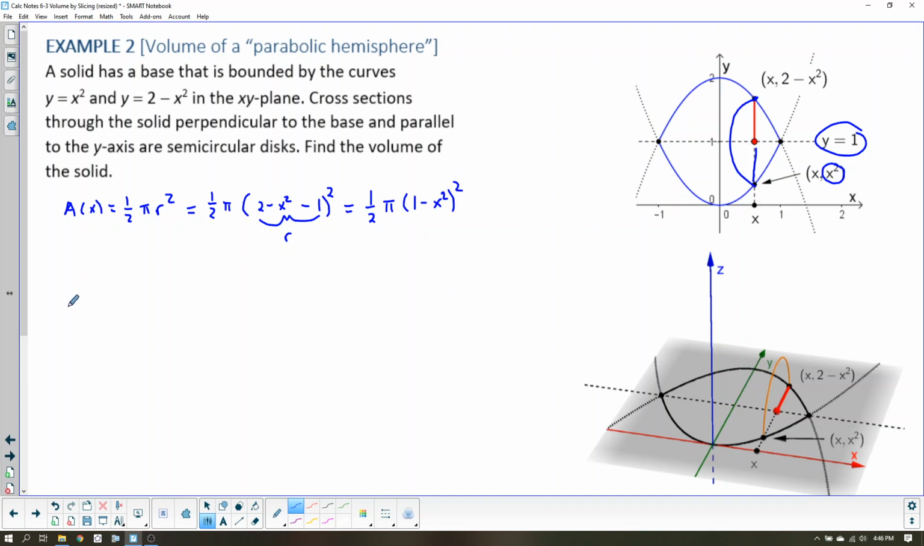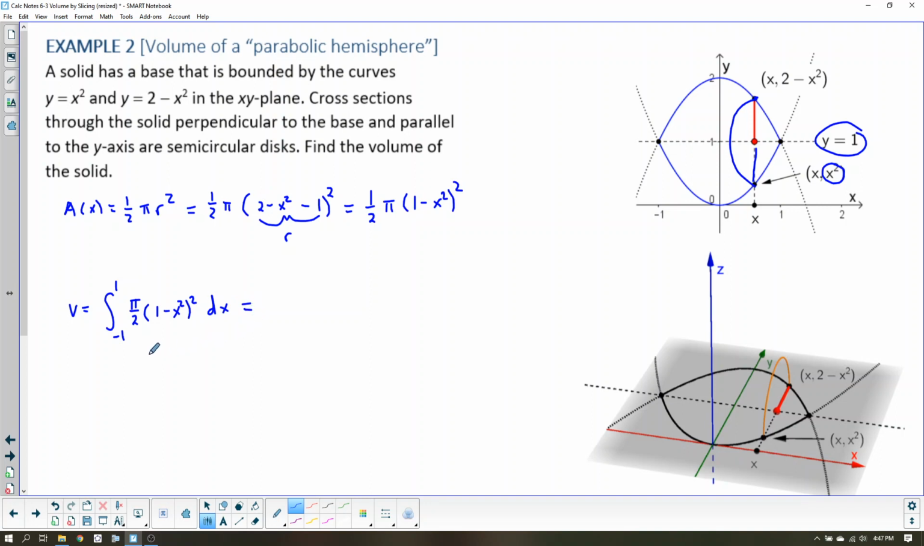Okay, so volume is going to be the integral from, in this case, we're slicing, again, perpendicular to the x-axis, so from here all the way over to here. So -1 up to 1 of that expression, 1/2, let's just put it as pi over 2, times (1 minus x squared) dx.